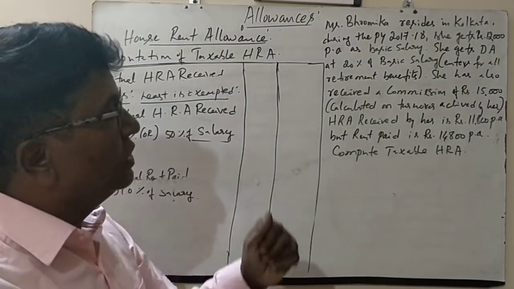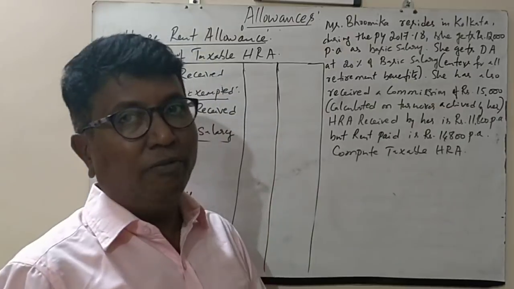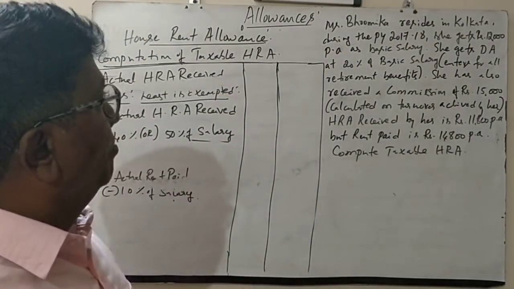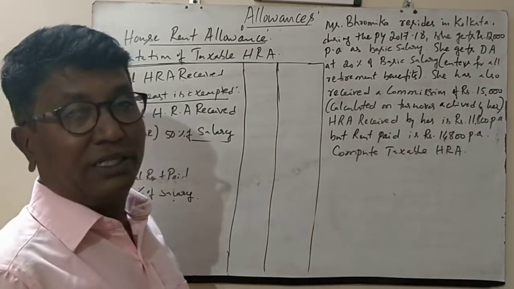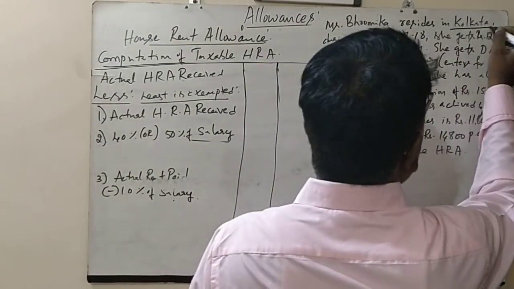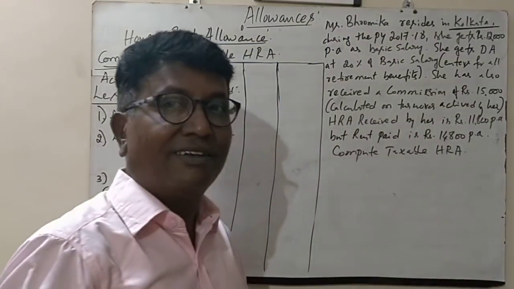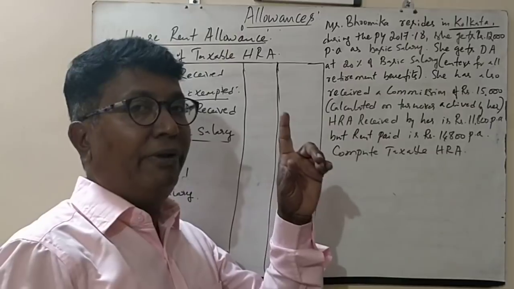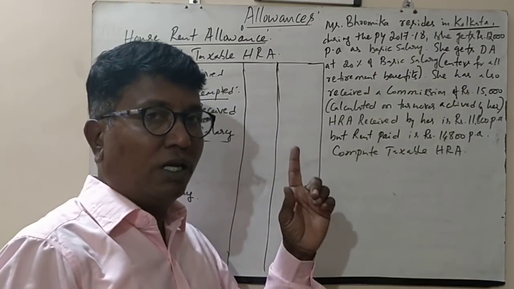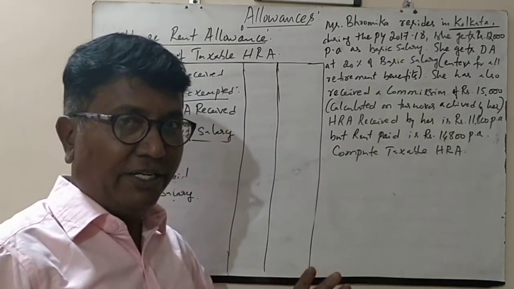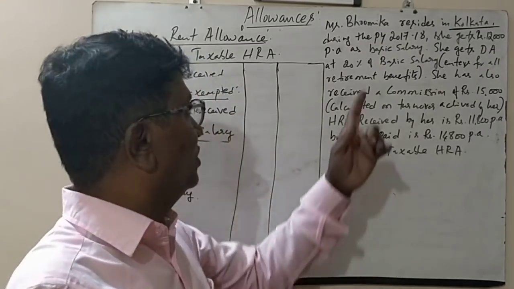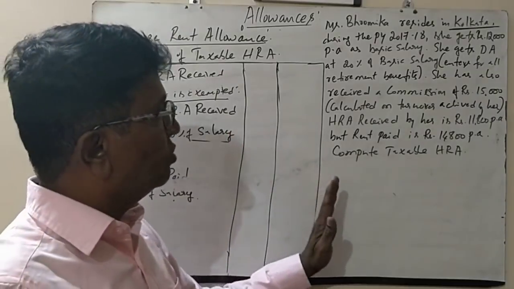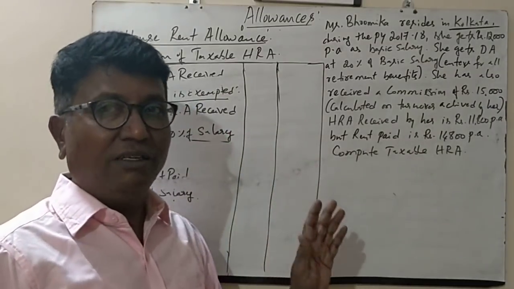This is a question which was there in the year 2010 for 6 marks. Now, I will read out the question. Miss Bhumika resides in Kolkata. Guys, this is very, very important. It is clearly given Kolkata. Whenever we read Bombay, Calcutta or Kolkata, Madras, Chennai, whatever it is, metropolitan cities, we should take 50% of salary.